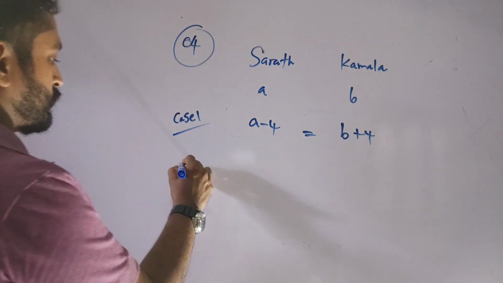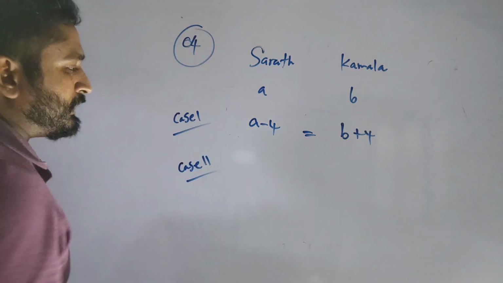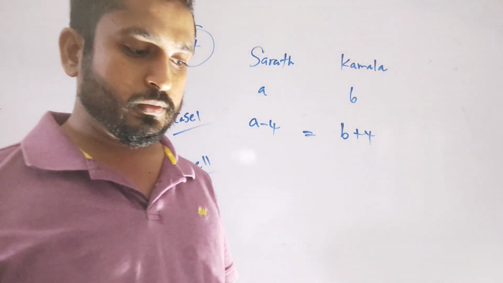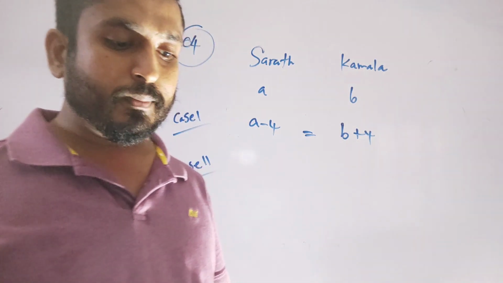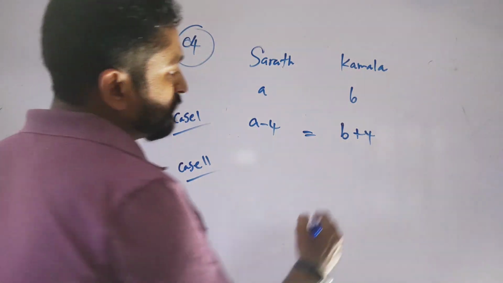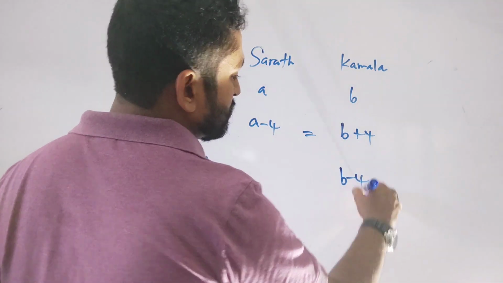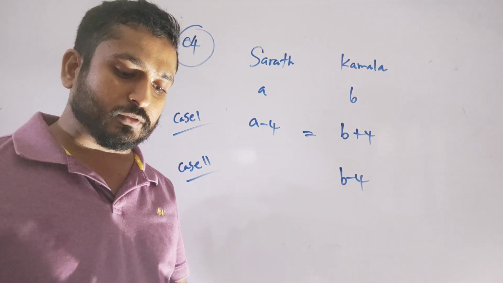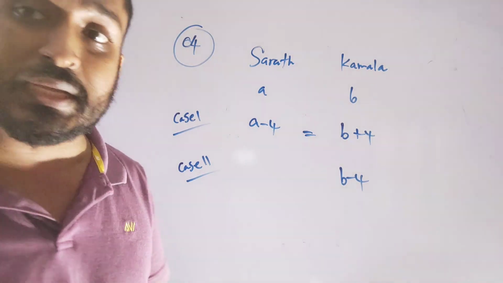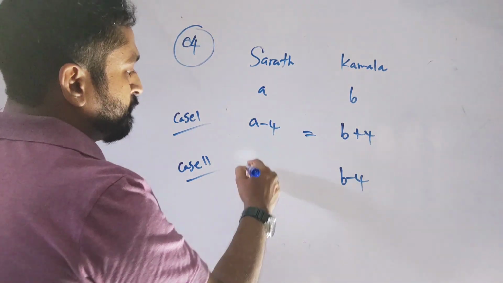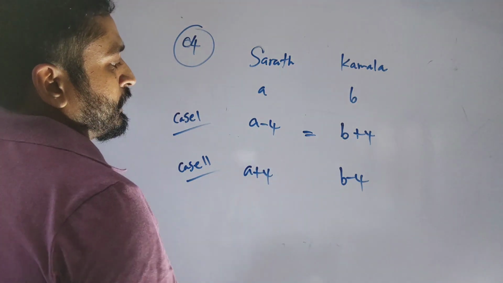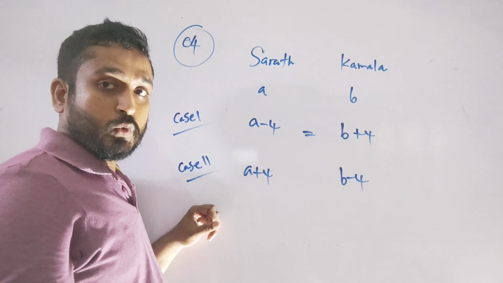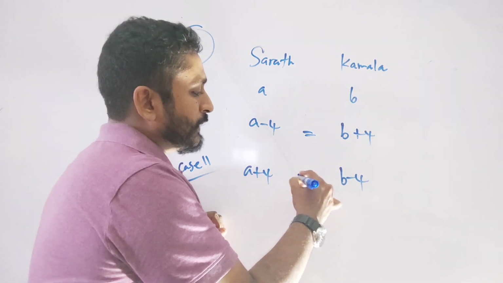Right, in case number 2, if Kamala gives 4 marbles to Sarath, Kamala gives 4 marbles to Sarath. So B minus 4 is for Kamala. Then Sarath would have 3 times as many marbles as Kamala. So what is the number of marbles Sarath has then? Sarath is going to have A plus 4, but this is going to be 3 times, as they say.